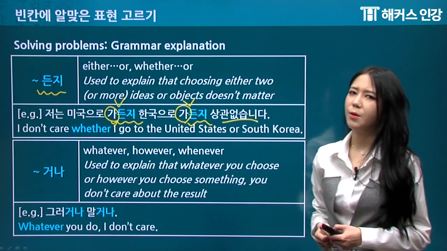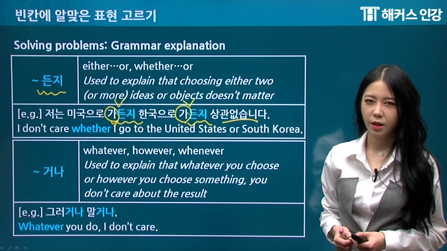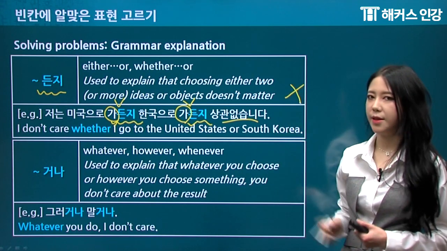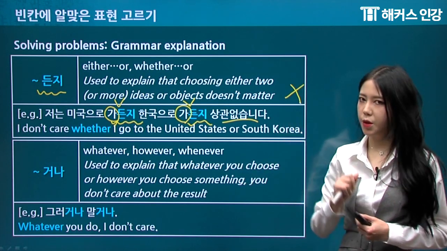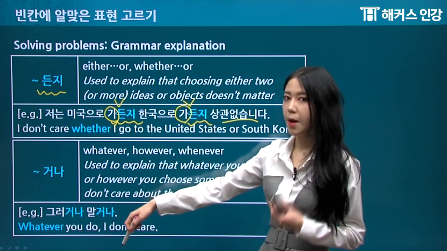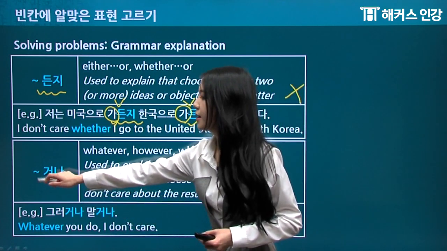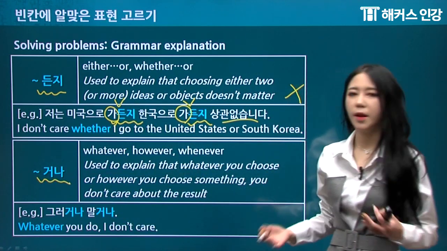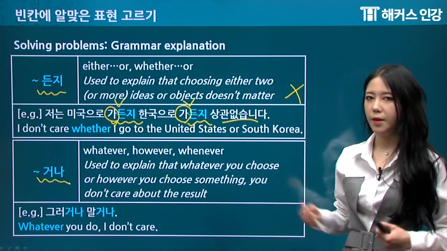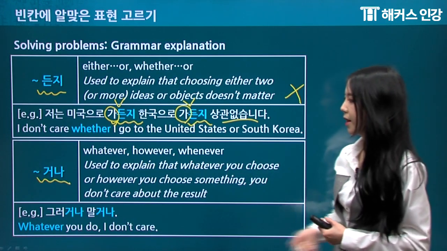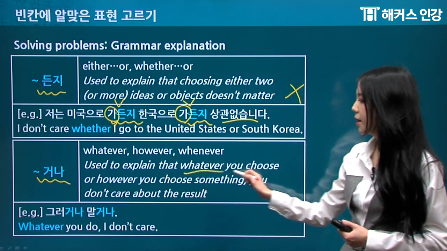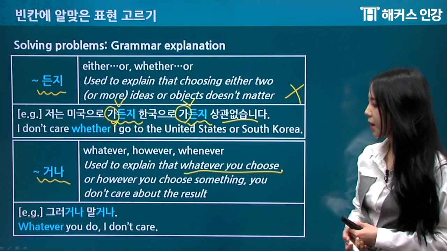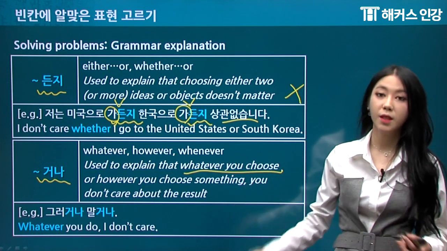It's not really what we're looking for. We're looking for after, right? We're looking for time. So it doesn't really look like the right answer. But let's move on. Option number 2, 거나, 먹거나. This is very similar to 든지. It means whatever, however. It doesn't really matter. It's used to explain that whatever you choose or however you choose something, you don't care about the result.